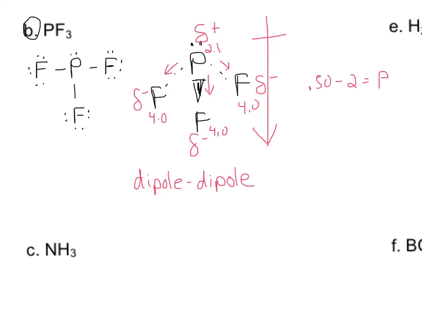Oh, and I just realized the other thing you could label on here is your bond angle. Bond angle for pyramidal is 107.3. All right, good to go.